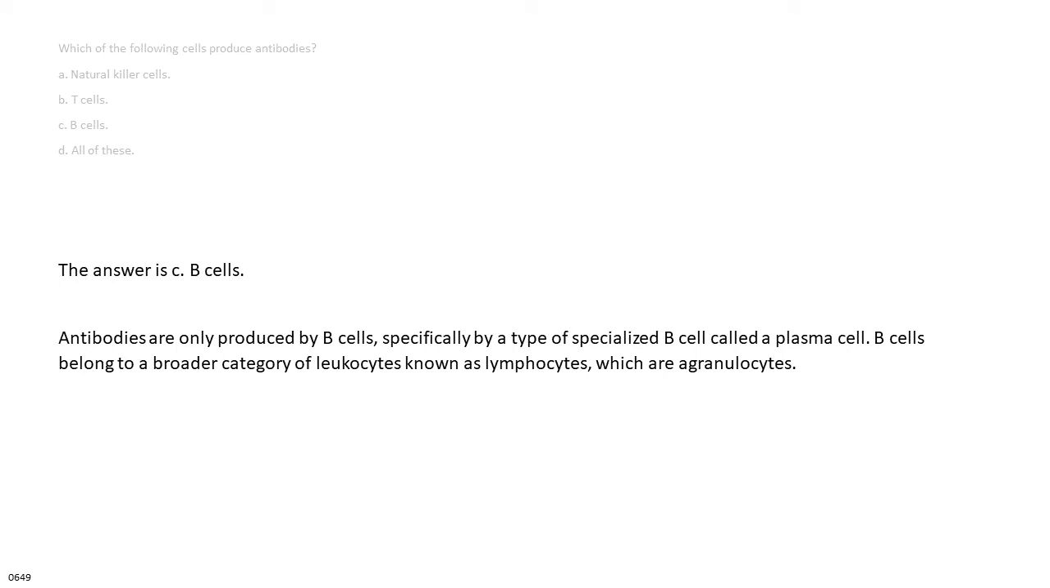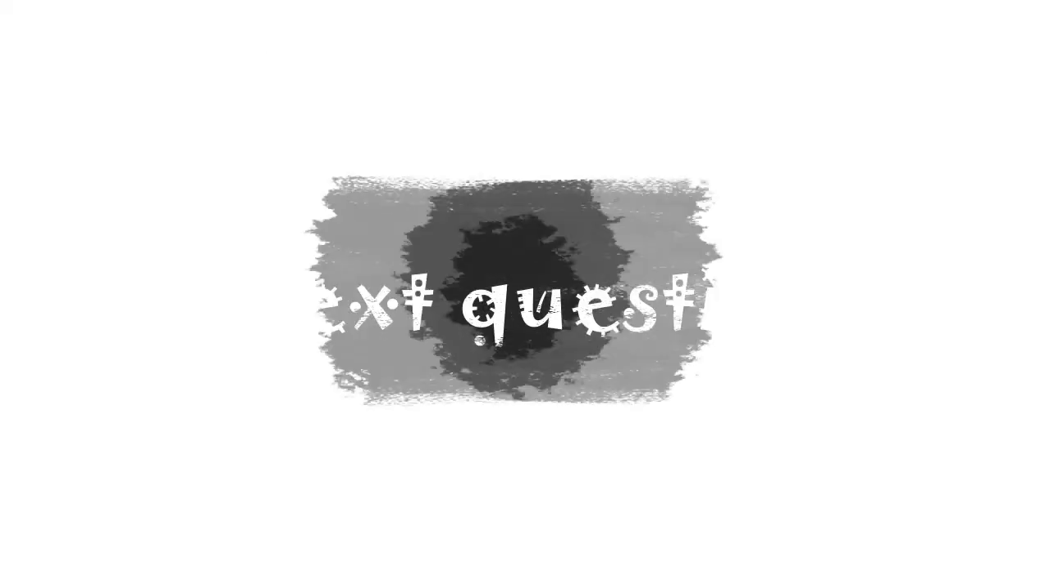Antibodies are only produced by B cells, specifically by a type of specialized B cell called a plasma cell. B cells belong to a broader category of leukocytes known as lymphocytes, which are granulocytes.